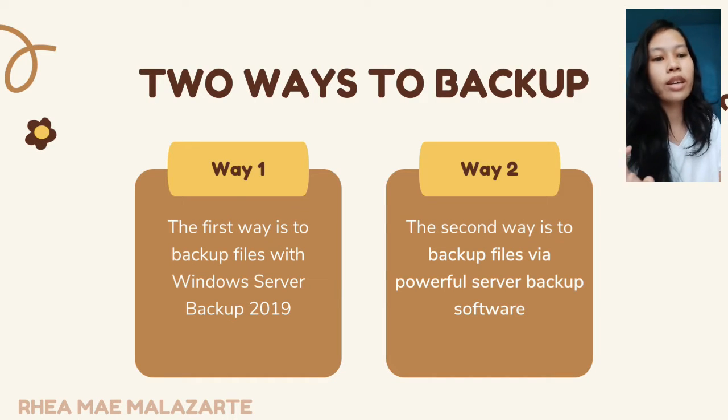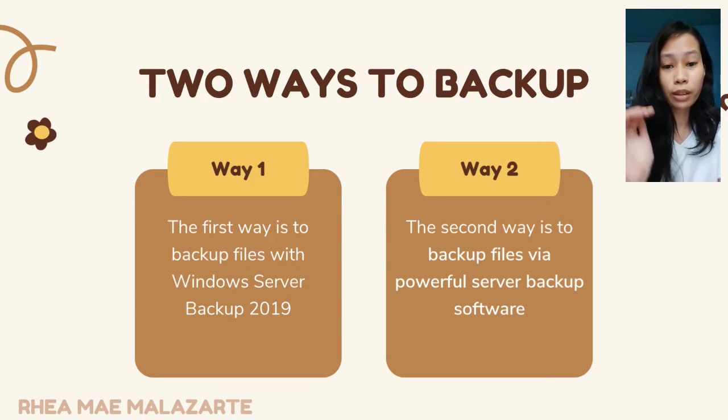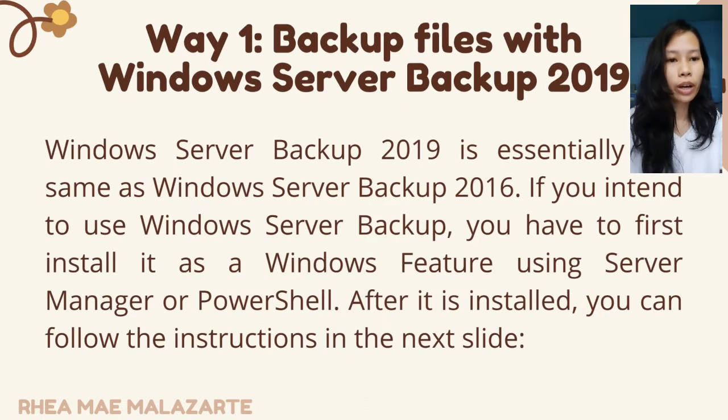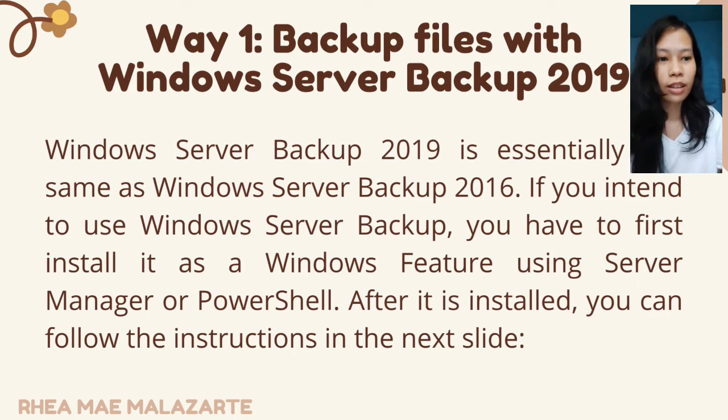There are 2 ways to backup. The first way is to back up files with Windows Server Backup 2019, and the second way is to back up files via powerful server backup software. The way 1, Windows Server Backup 2019, is essentially the same as Windows Server Backup 2016.